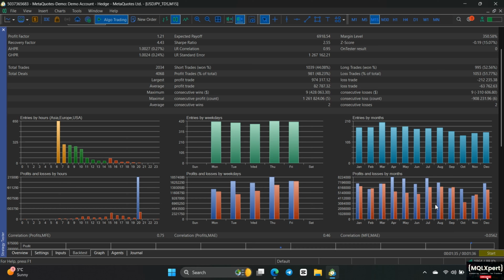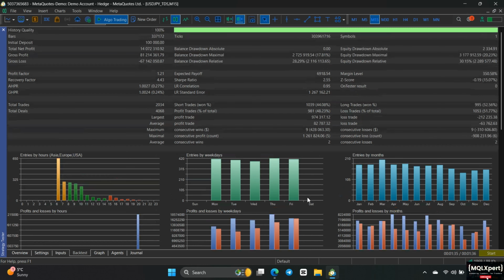If you look at the months, profits and losses by months, you will see that we never have more than 2 losing months in a row. We never really have more than 1 losing month in a row. So you can see January was always profitable. February was more break even to slightly unprofitable, but I'd more say break even. March was break even. April was profitable, May's profitable, June's profitable, July's profitable, August, September is slightly unprofitable, October is profitable, November is slightly unprofitable, and December is also profitable.